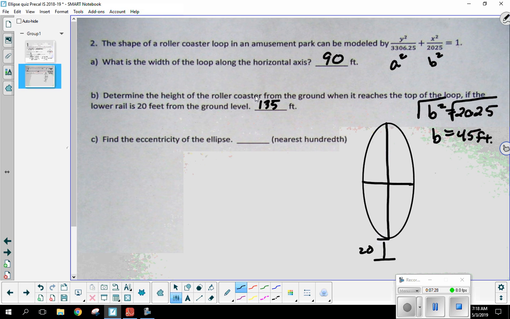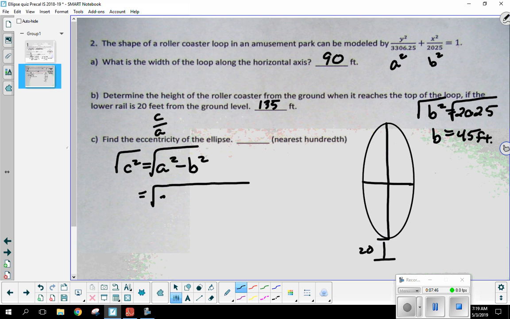Find the eccentricity of the ellipse. Again, that is c divided by a. The one value we do not have yet is c, but we already have a squared and b squared. If we rearrange the formula accordingly, c squared would equal a squared minus b squared. Of course, we would take a square root of that. So we are looking for the square root of 3306.25 minus 2025. That was already squared. Sorry. So 3306.25 minus 2025 below a radical.